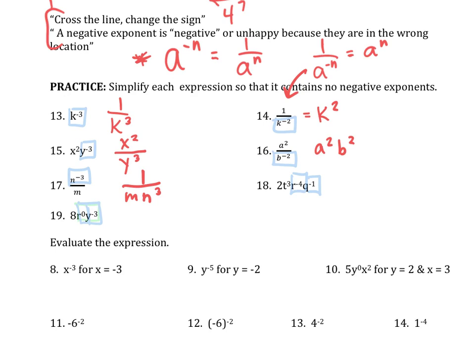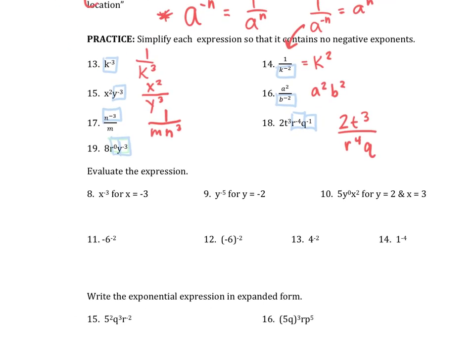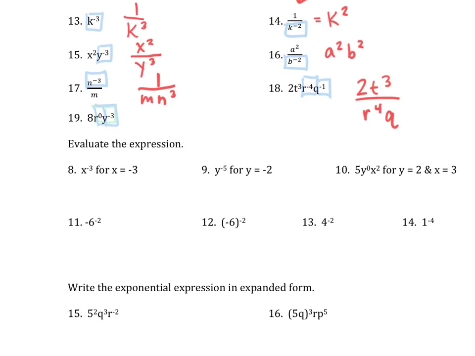On number 18, I can leave 2t to the third, and my negative exponent factors have to be moved to the opposite location. Notice I didn't write the 1 as an exponent. That's because an exponent of 1 is optional. It has the same meaning whether you write it or do not write it. Okay, so we didn't really have to do any calculating there.